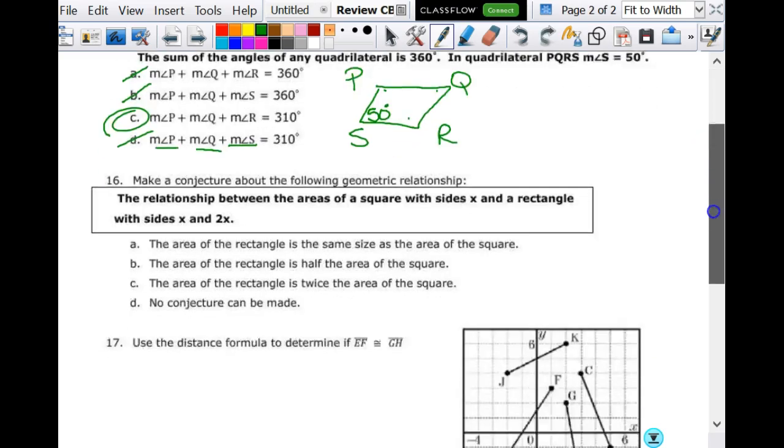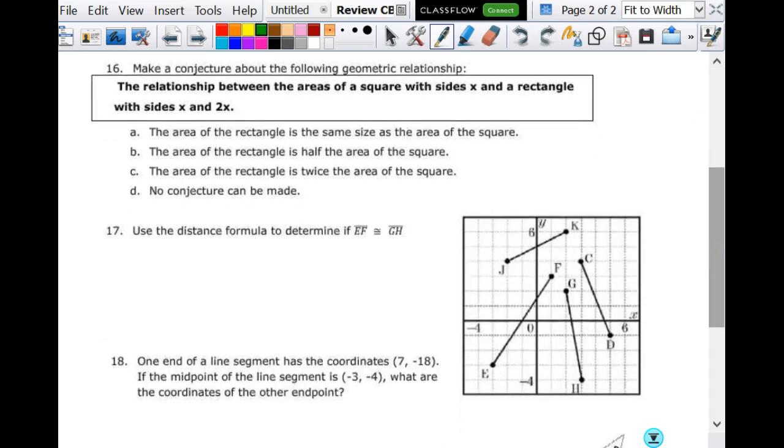All right, 16, I'm going to make a conjecture. Remember, that's just a conclusion. Like, what do you think about this? About the following geometric relationship. The relationship between the areas of a square with sides x and a rectangle with sides x and 2x. So I'm going to draw myself a picture. Here's my square, here's my rectangle, my side lengths are x. Here, this is x and 2x.